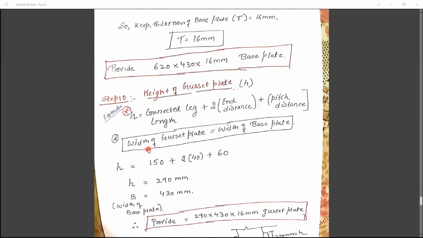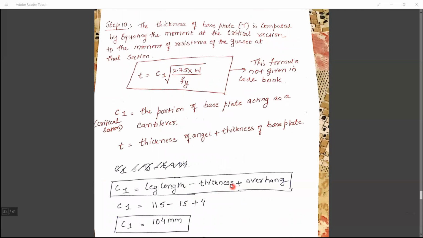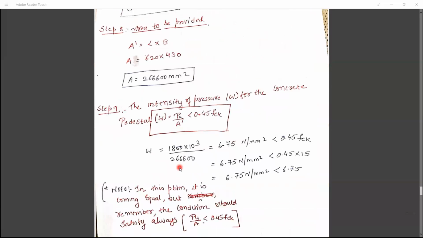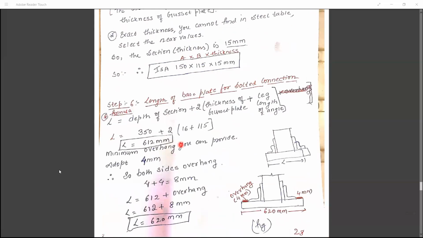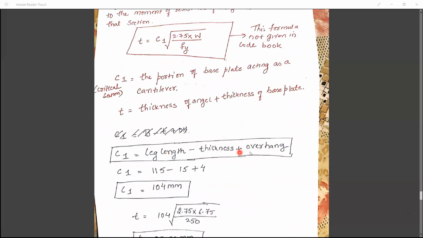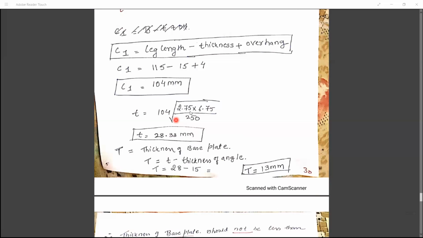So coming to that thickness, what is the C1 formula? Leg length minus thickness plus overhang. What is leg length? 115, minus 15, our thickness. Which thickness is 15? This part, this thickness is our 15. So leg length minus thickness plus overhang: 115 minus 15 plus 4. So C1 is 104. t is equal to the square root of 2.75 into 6.75 by 250, into 104 squared.